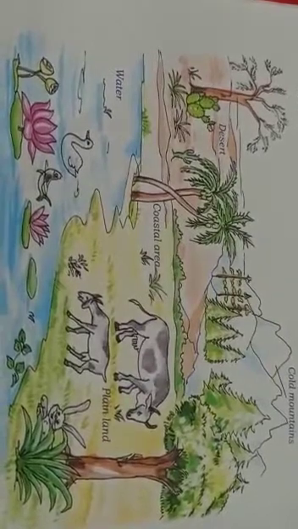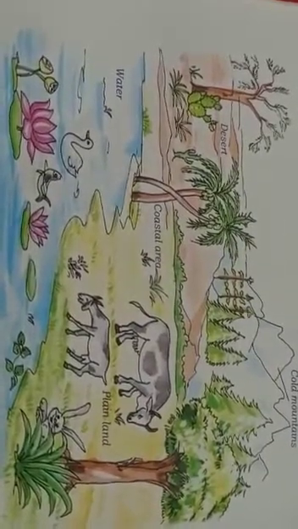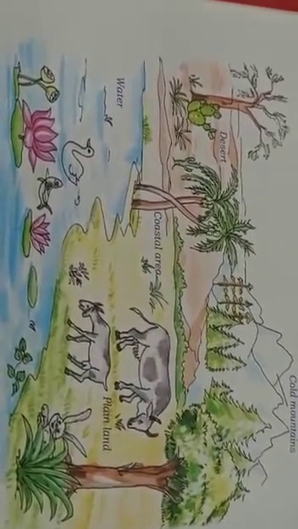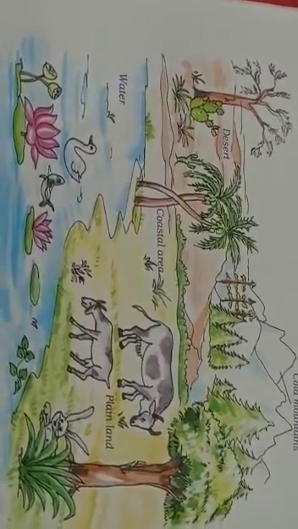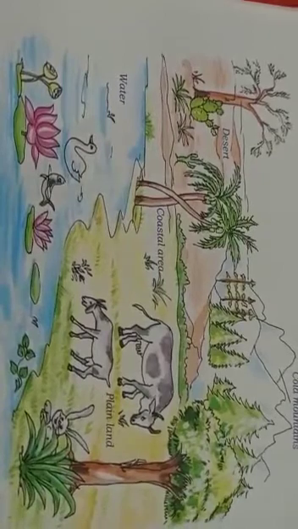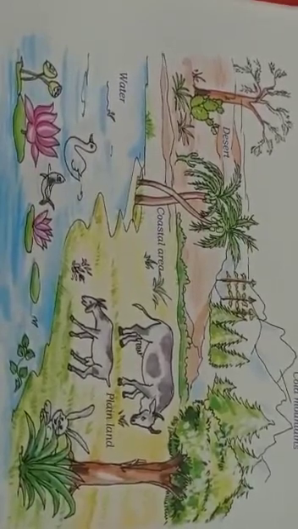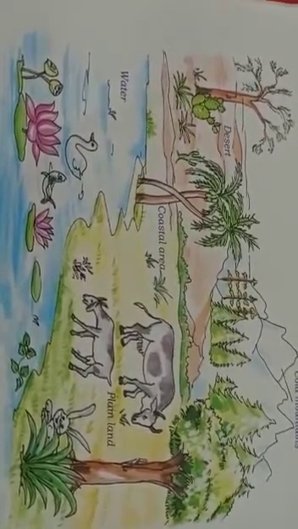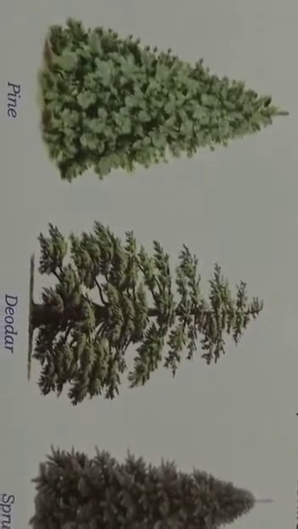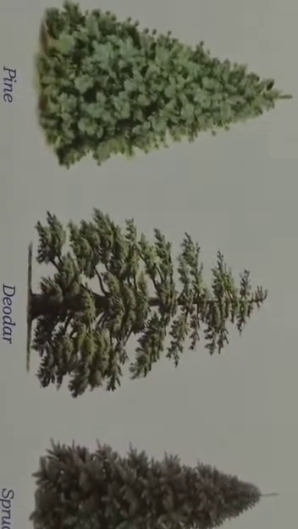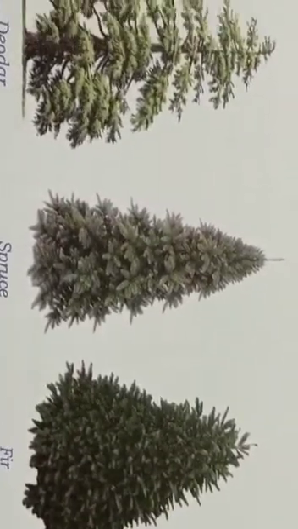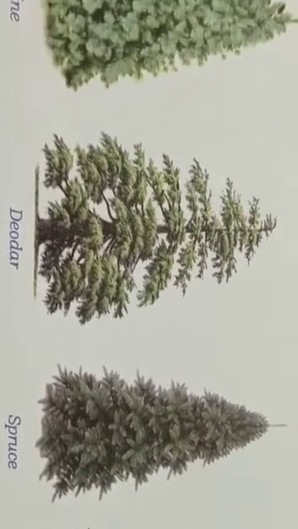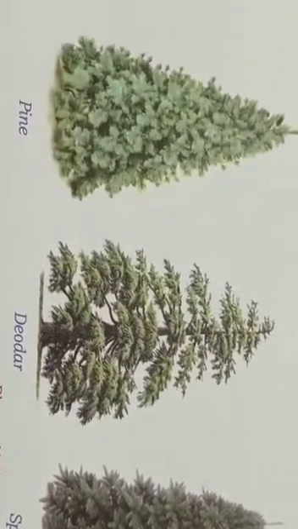On the basis of habitats, all plants can be broadly divided into two types. First one is terrestrial or land plants and second one is aquatic or water plants. First we have to discuss the terrestrial plants. Terrestrial or land plants. Most of the plants grow on land. These are known as terrestrial plants. On the basis of their occurrence, terrestrial plants can further be classified as follows.